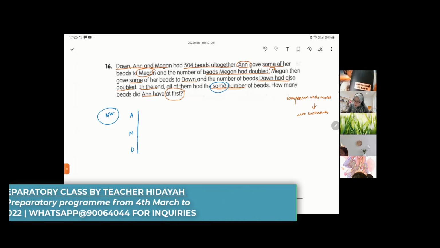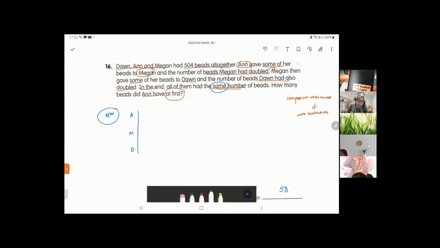So let's say Dawn will have about here. This is too long, double means 2 units, right? And then Megan will have, we will draw the 2 units also, and then she has 1 unit extra. I will explain later how. Anne will have 4 units.